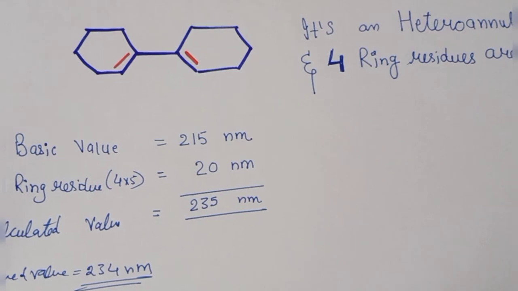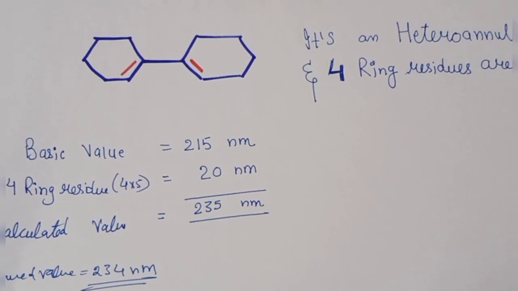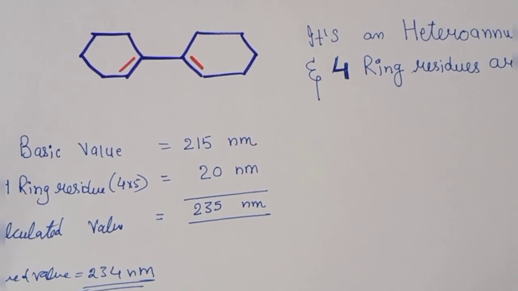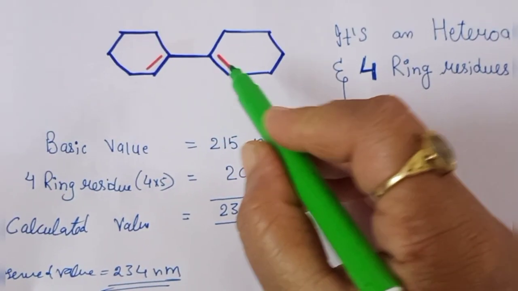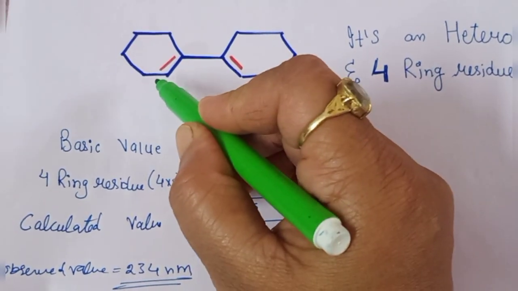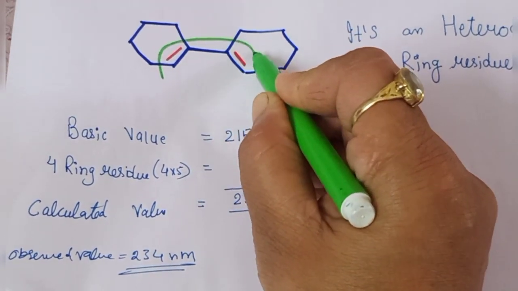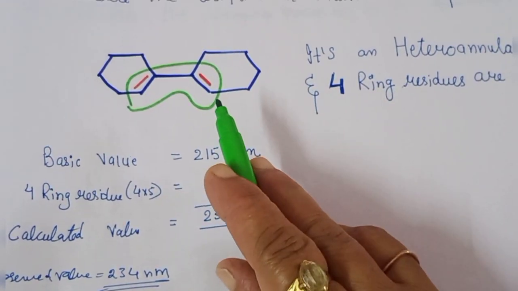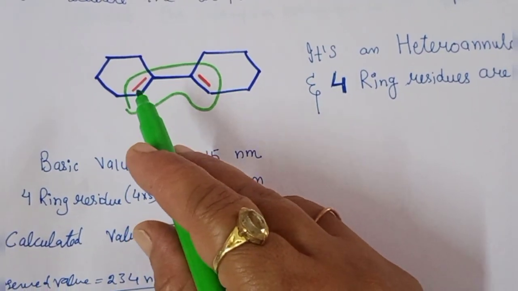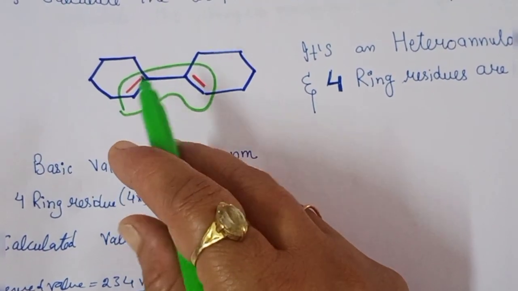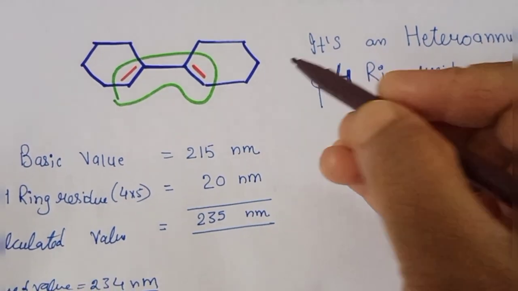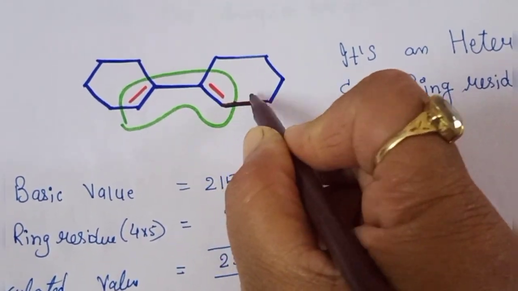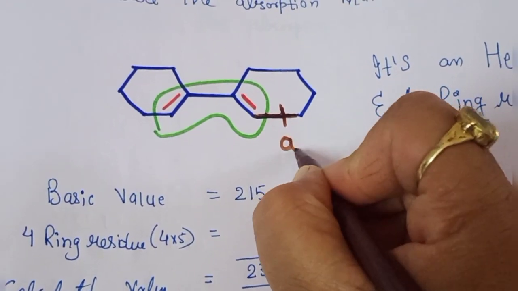Now how do we calculate this ring residue? This calculation is very simple. What is the ring residue? It is the skeleton or the part which is directly attached to our system. Suppose this is our 1,3-butadiene, the main basic part of the compound. Now you see how many parts are directly attached to the system. This is the first ring residue, which we can call A.